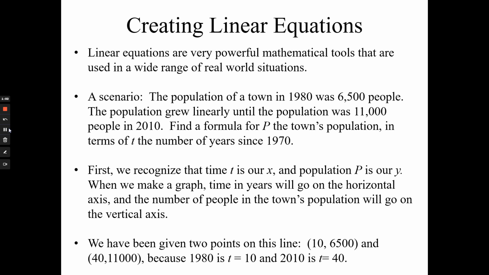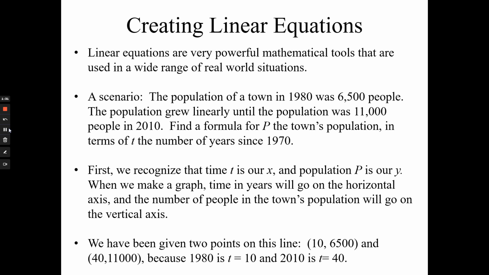The next thing we need to do is translate the numbers we've been given into the coordinates of points. We know that the population of the town in 1980 was 6,500 people. So 6,500 is a Y value. We are doing T in number of years since 1970. 1980 is 10 years after 1970. So our first point has coordinates X equals 10, because 1980 is 10 years after 1970, Y equals 6,500. That was the population in the year when T equals 10.